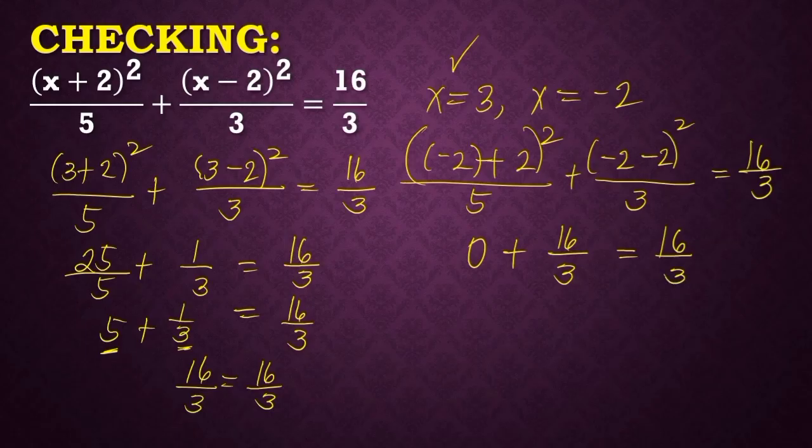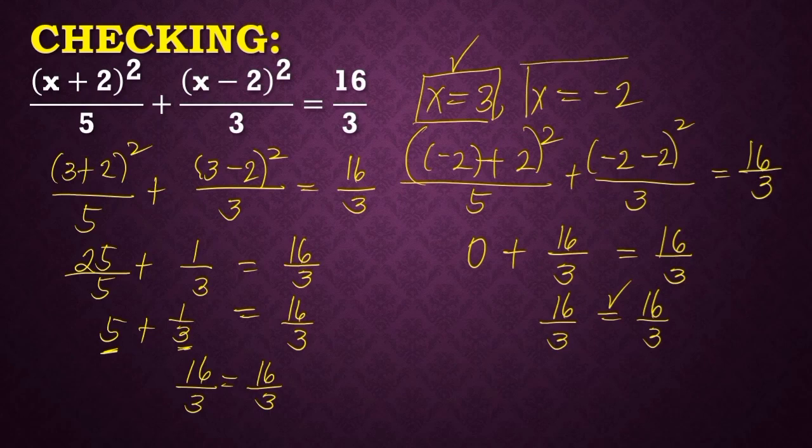Now, any number added to 0, ganun pa rin po yung sagot, yung number. That is 16 over 3 equals 16 over 3. So, equal din po siya. So, therefore, yung solution natin dito, x equals 3 and x equals negative 2. So, wala po tayong extraneous solution.